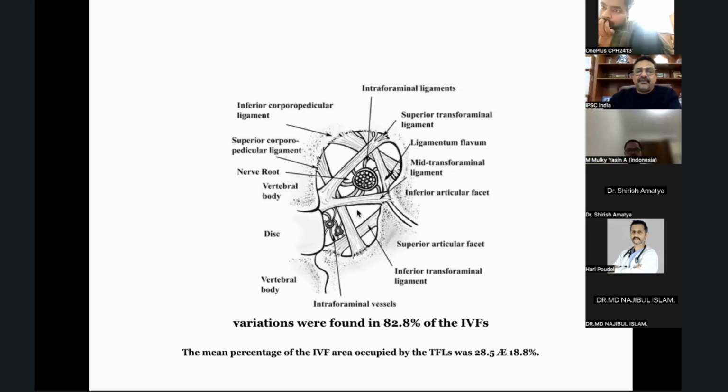So this we must remember about the ligaments. When you go into the foramen, you may see these kind of ligaments also. It is always better to just negotiate with these ligaments without cutting them. You just go and negotiate with the ligament and go inside.